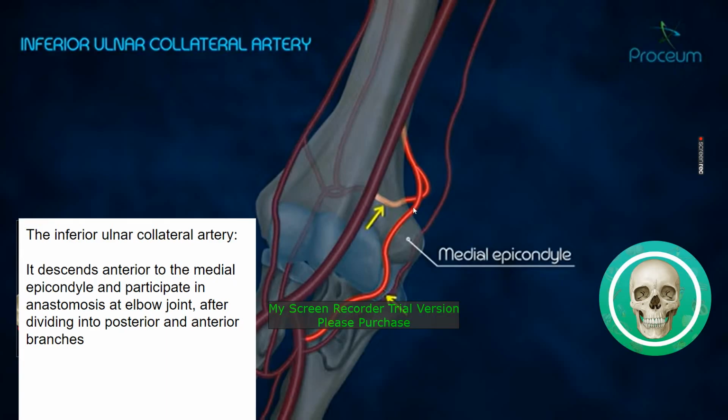And then the inferior ulnar collateral artery, which originates from the brachial artery at the lower part of the humerus, and then divides into two branches, posterior and anterior arteries, and then passes anterior to the medial epicondyle, and ultimately joins the anastomosis at the elbow joint.